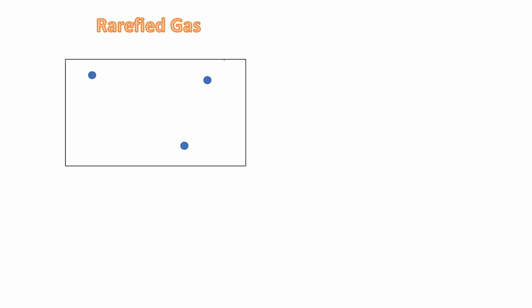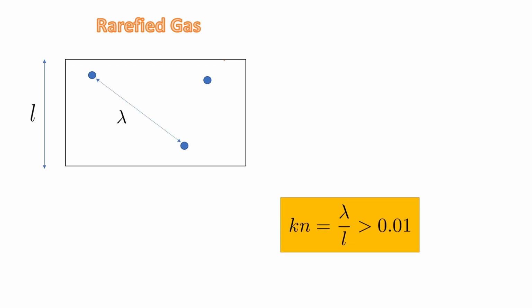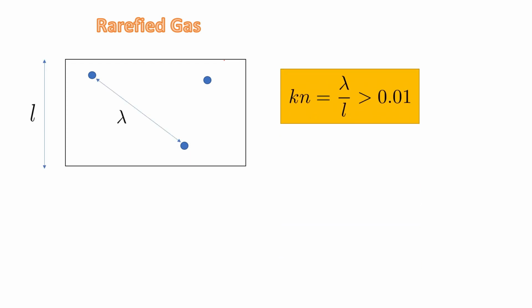So what is a rarefied gas? In a rarefied gas, the Knudsen number will be greater than 0.01. You can see in this rarefied gas model that lambda is of comparable value to L. So if lambda by L is greater than 0.01, continuum idealization cannot be taken and the rarefied gas approach needs to be taken.